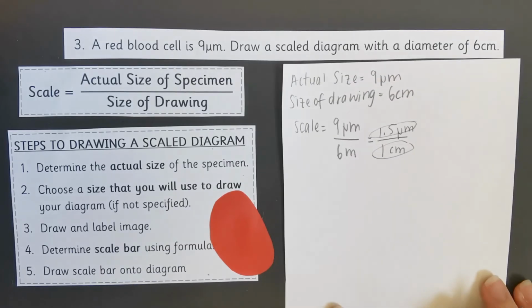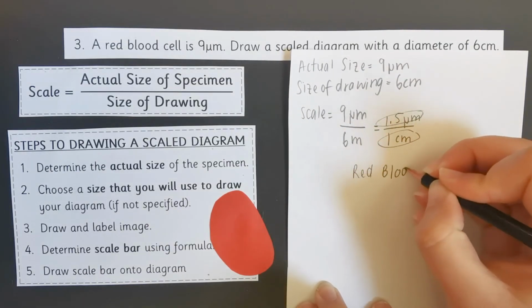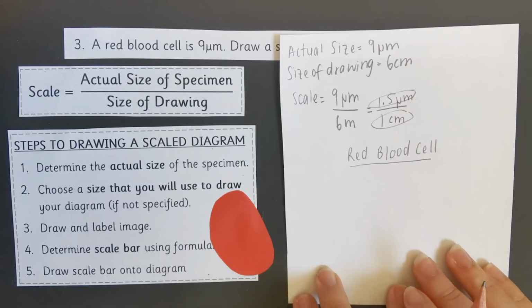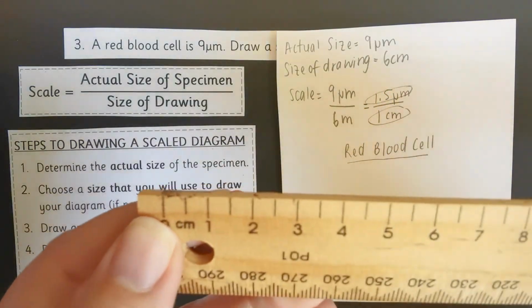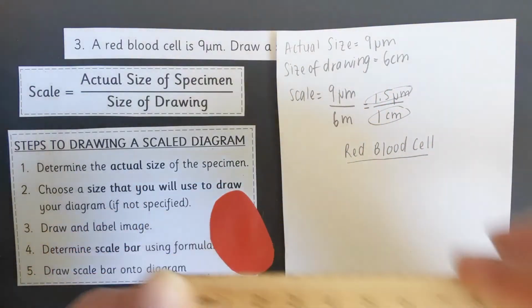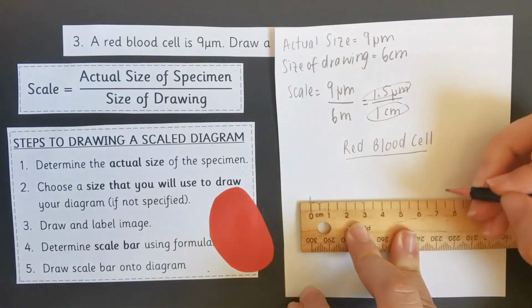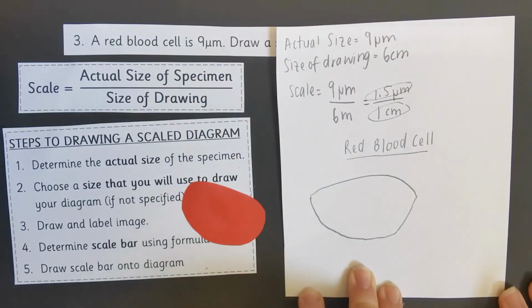All right, let's draw and label our image. So firstly, we're drawing a red blood cell. So let's write a title. Our drawing size is 6 centimeters. So we need to grab out our ruler and measure out 6 centimeters on our piece of paper to make sure that we're drawing it accurately. And then what you do is you draw it in the shape of a red blood cell.